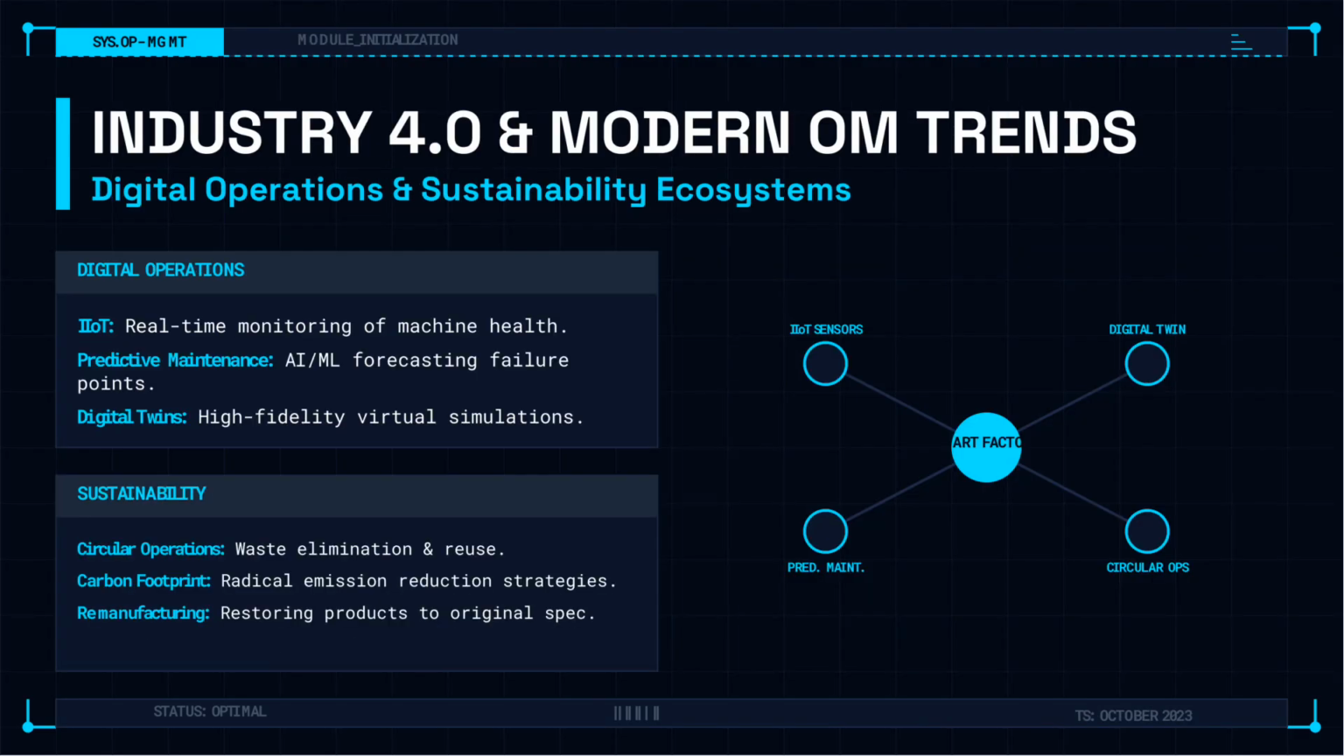This slide introduces the newer direction of operations management. On the digital side, technologies like IoT, predictive maintenance, and digital twins help firms monitor and improve systems in real time. On the sustainability side, circular operations and remanufacturing reduce waste and extend product life. Together, these trends show that modern operations is becoming both more intelligent and more responsible.